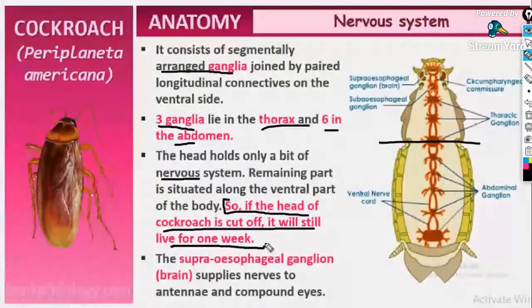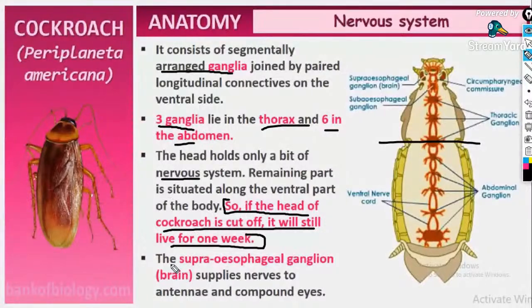Okay, so take a cockroach and cut its head. You can see that it will survive for one more week after that. But if you cut its body, its abdominal part, surely it will die, because the other part of the nervous system is lying in the abdominal region.